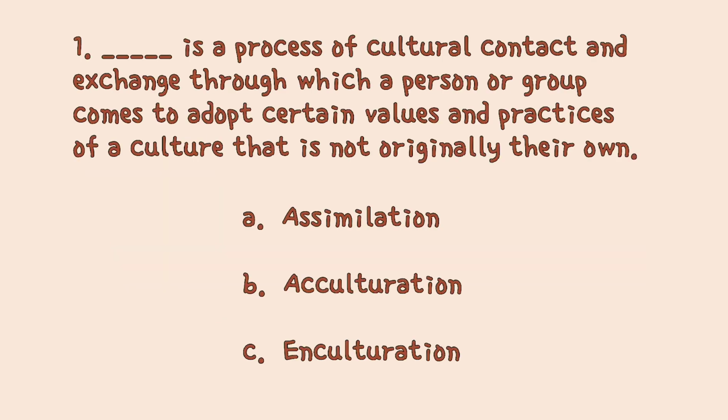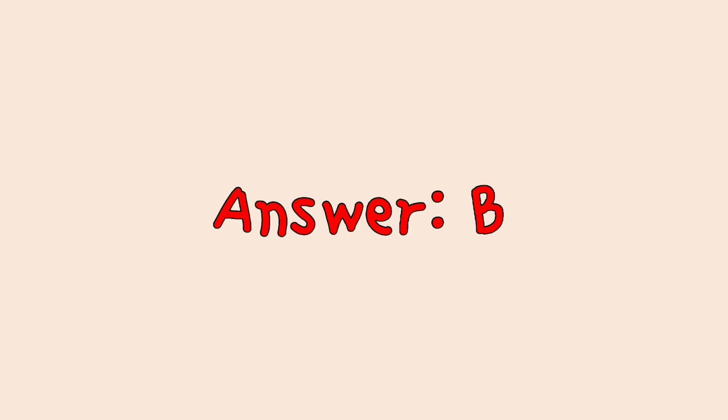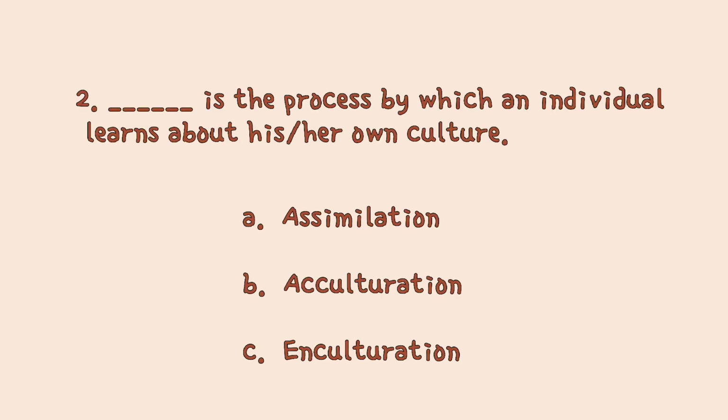1. Is a process of cultural contact and exchange through which a person or group comes to adopt certain values and practices of a culture that is not originally their own. A. Assimilation. B. Acculturation. C. Enculturation. 3, 2, 1. Answer B. 2. Is the process by which an individual learns about his or her own culture. A. Assimilation. B. Acculturation. C. Enculturation. 3, 2, 1.